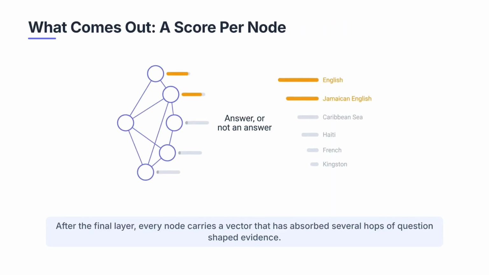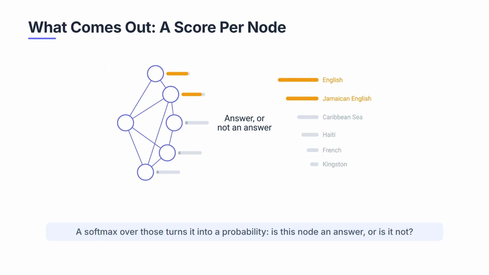After the final layer, every node carries a vector that has absorbed several hops of question-shaped evidence. A softmax over those turns it into a probability. Is this node an answer, or is it not? So the output is not a ranked list of passages, the way every retriever in Course 1 ended. It is a scored labeling of the entire graph. What you do with that labeling is the next design decision.